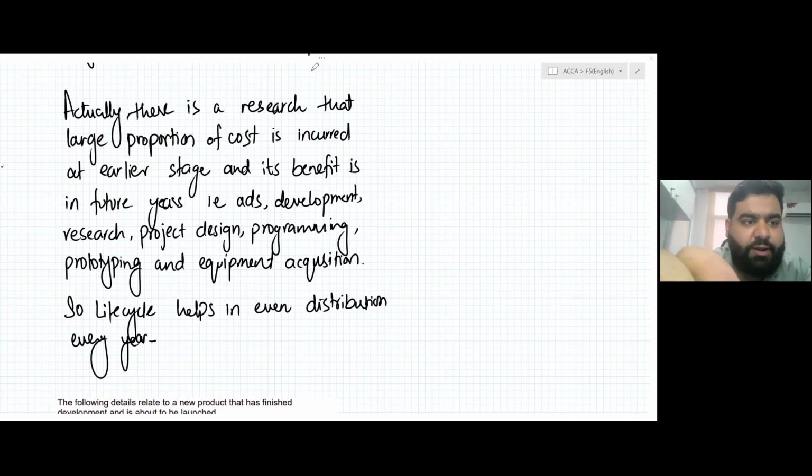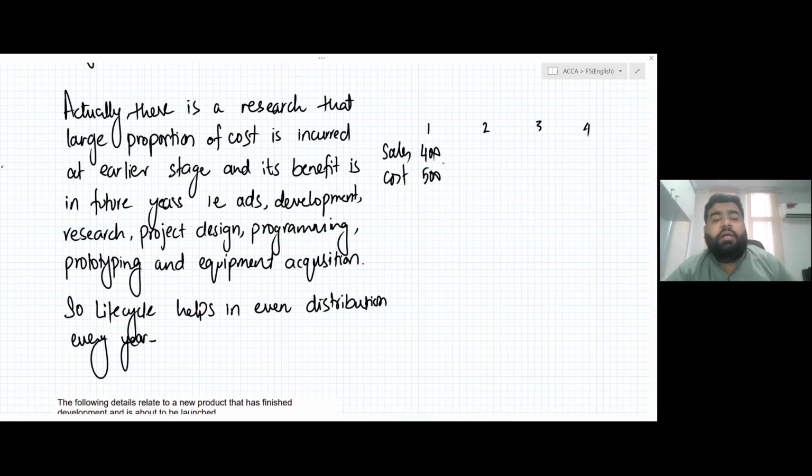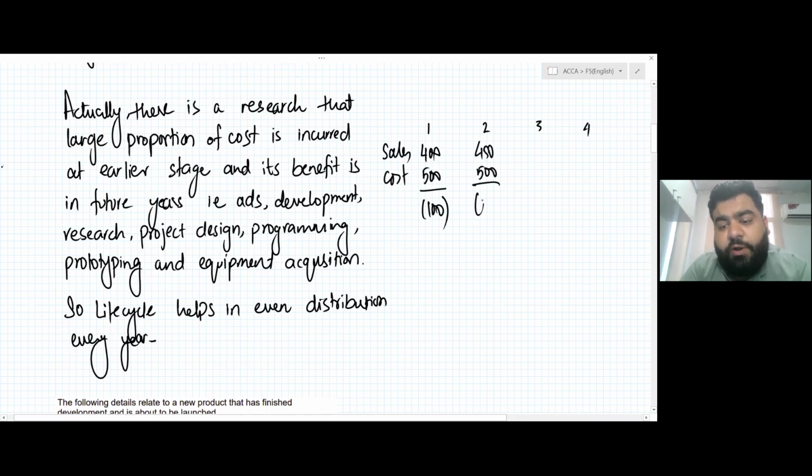Let me give you one example here. Year one, two, three, four. When it's year one, obviously I'm writing here sales and cost. For example, you are incurring a lot of cost, 500, and sales are just 400. Obviously, at the start, the cost is more: market research, distribution, advertisement, marketing, and all that. So you will be having the loss. Next year again, cost 400, revenue 450, loss.